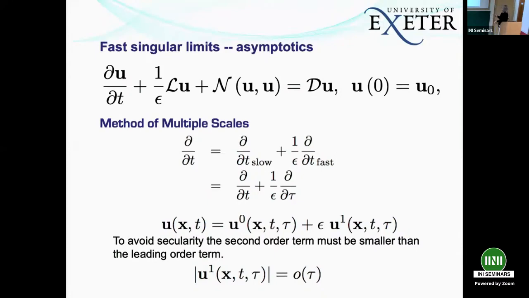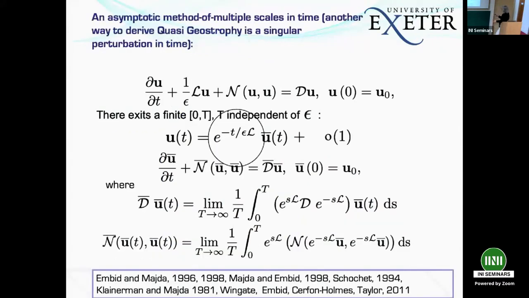So this is a standard multi-scale decomposition. I want to go quickly through this. There's just a slow and a fast time scale, and you break the problem into a slow and a leading order part, and you substitute these into the equations, and then you find the secular terms and make sure that they're small, and then you can find reduced equations. So fast singular limits have been very successful doing this in very simple geometries.